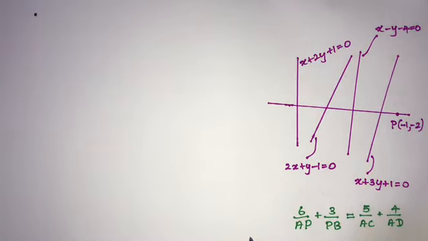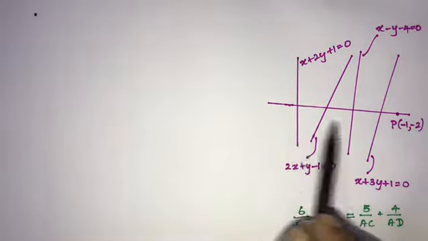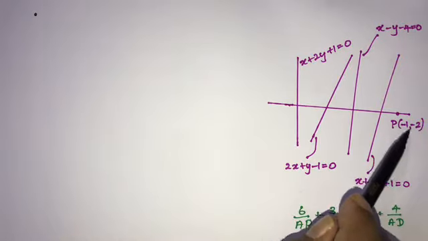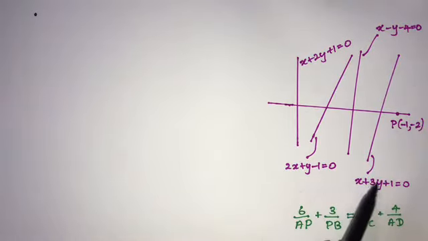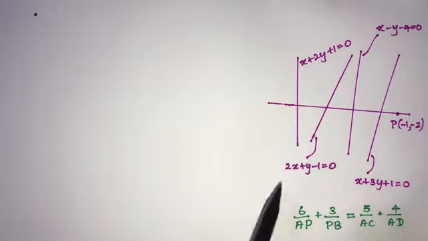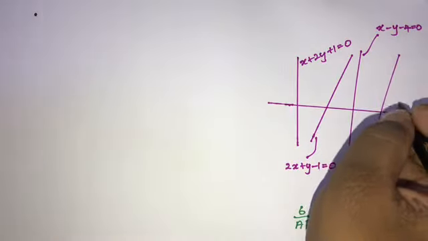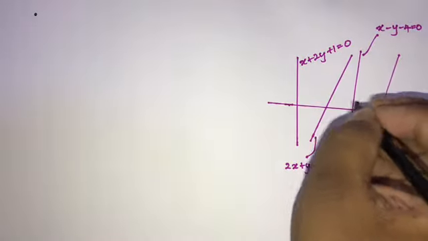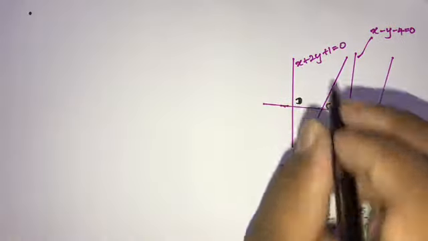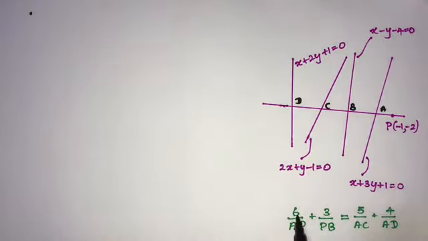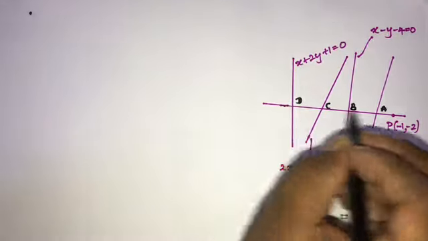Today we are going to solve a question about coordinate geometry. The question is: a line through point P(-1, -2) meets the lines x + 3y + 1 = 0. So these are the lines, and the points are A, B, C and D, and there is a condition: 6 over AP plus 3 over PB is equal to 5 over AC plus 4 over AD. We need to find the equation of this line.